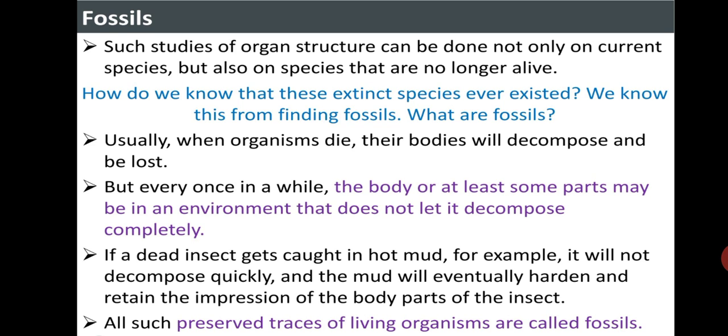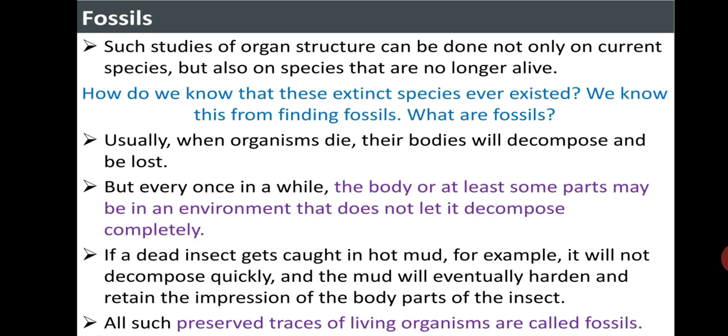Today we are going to learn the concept of fossils and evolution by stages. The first topic is fossils. The study of organ structure can be done not only on current species but also on species that are no longer alive. How do we know that these extinct species ever existed? We know this from finding fossils.